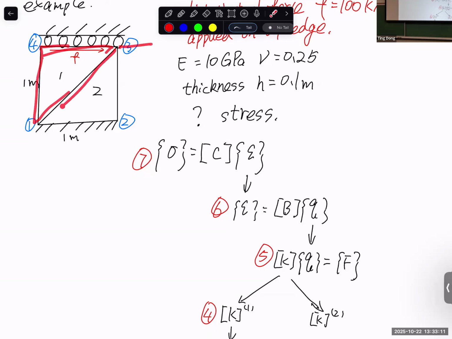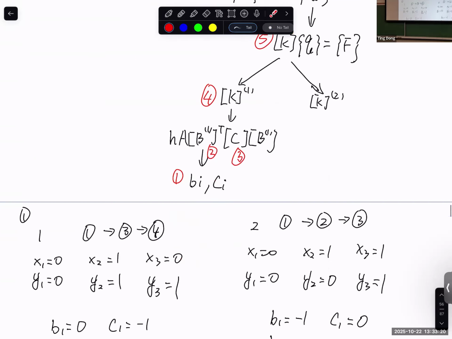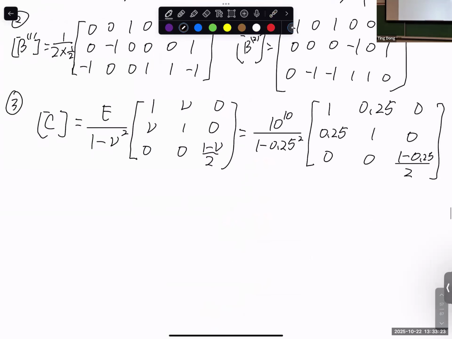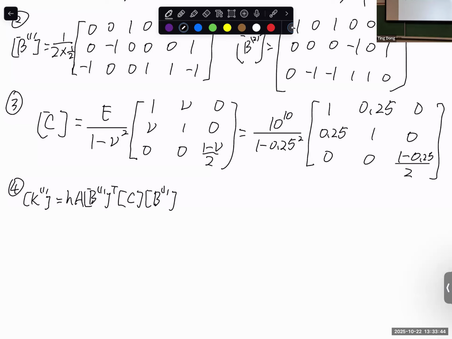For the second element, we only need U3, one component. So do not write a complete matrix. It's just a waste of your life. For the element, of course, you need to use MATLAB. I don't expect you to calculate by hand. B1 transpose C B1. So I only write 4 components that are related to U3, U4.